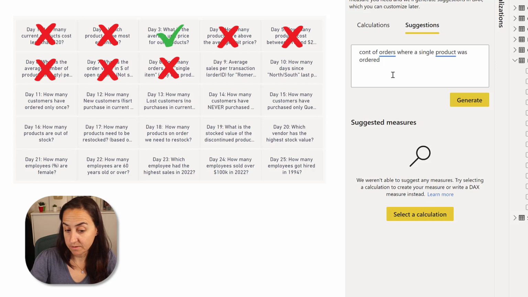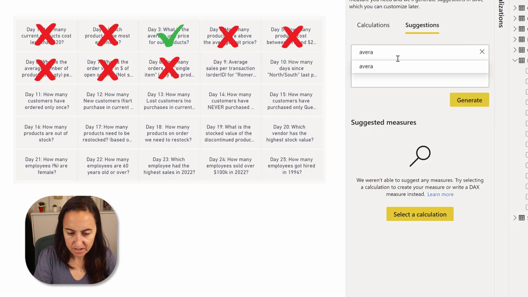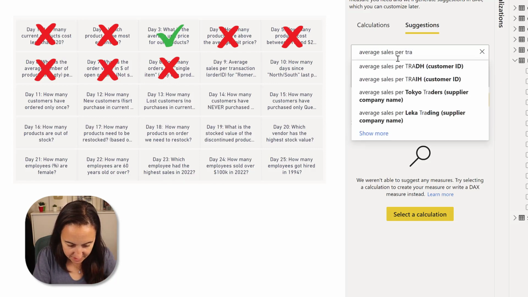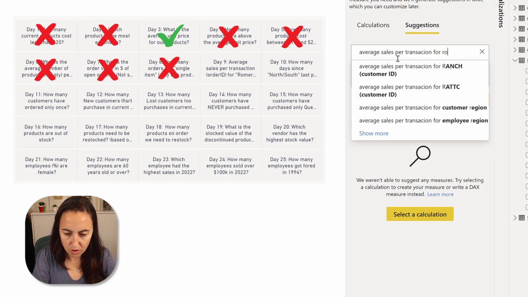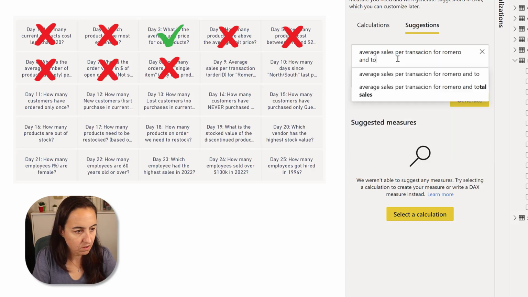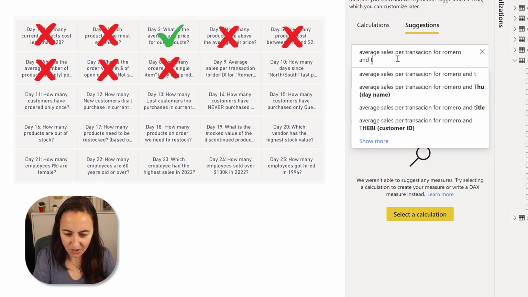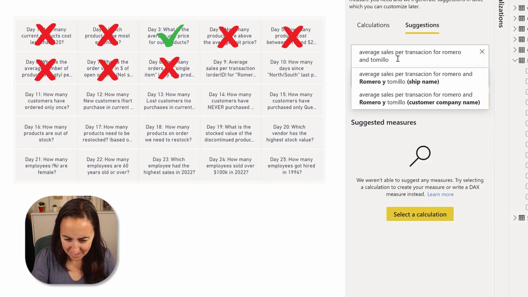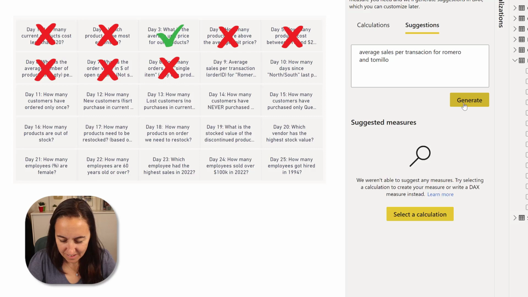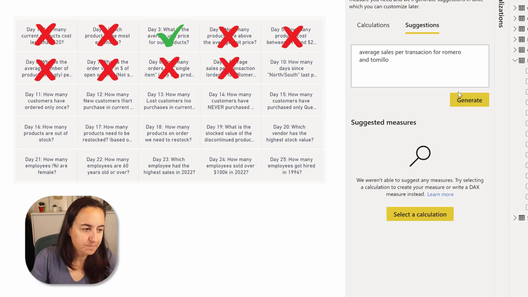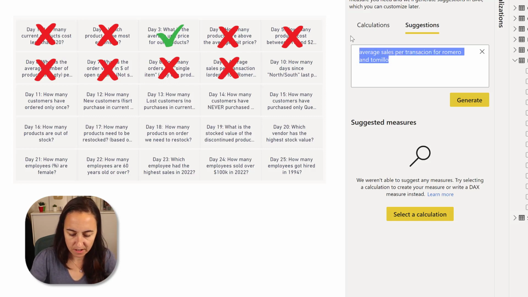Average sales per transaction. Maybe it gets it. Average sales per transaction for Romero and Tomillo. Thinking like, what? Tomillo something else. No. Okay.